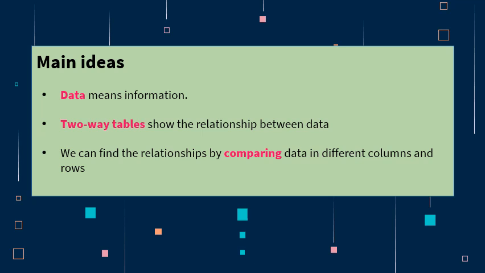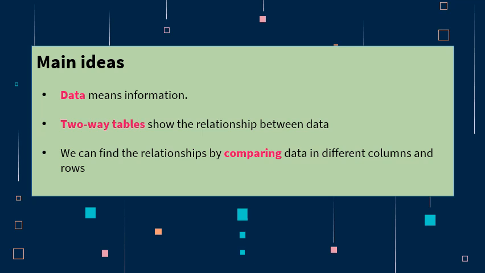Okay, so the main ideas from today: data means information. We can have data about anything, really. We can collect it in a lot of different ways. I suggest you watch my Year 5 video if you want to know more about data. The main thing, though, is two-way tables. They show the relationship between different types of data, and we can find the relationships by comparing that data, whether that's looking at data in different columns or data in different rows, or a combination of both.